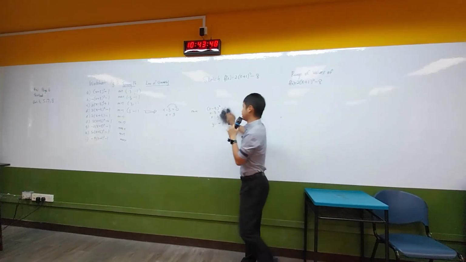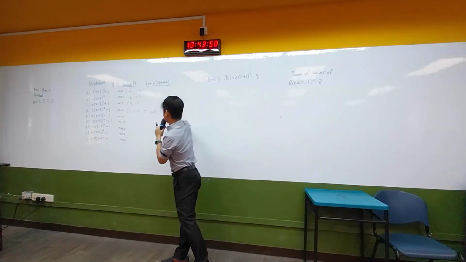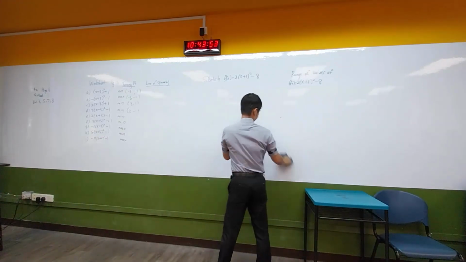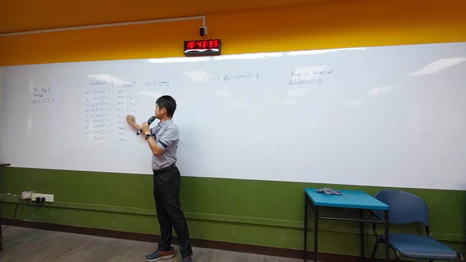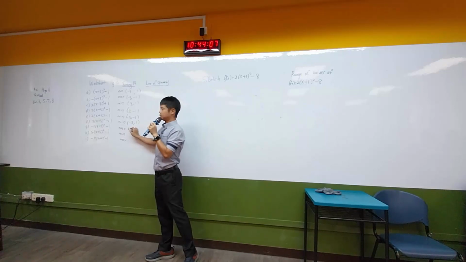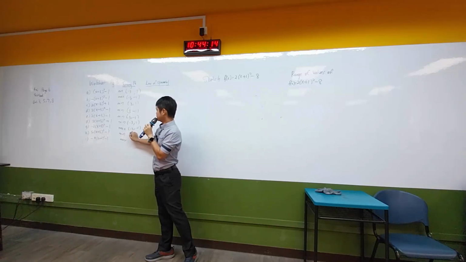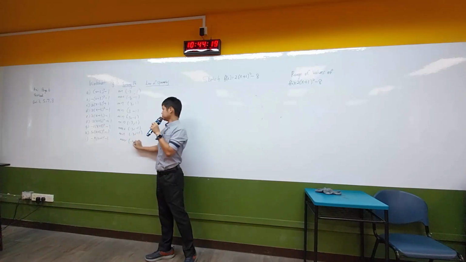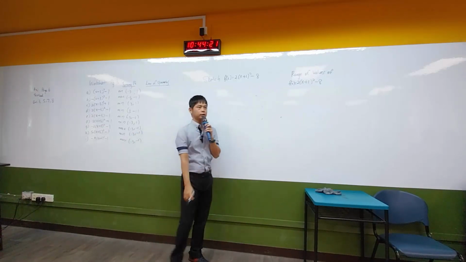But for now, we just look at the pattern. You should be able to tell me the rest straight away. What is the minimum point for part E? Part E minimum point is 3, -1. Next, 3 and 1. Next, 3, -1, and 3, -1, and the last one, 3, -1.